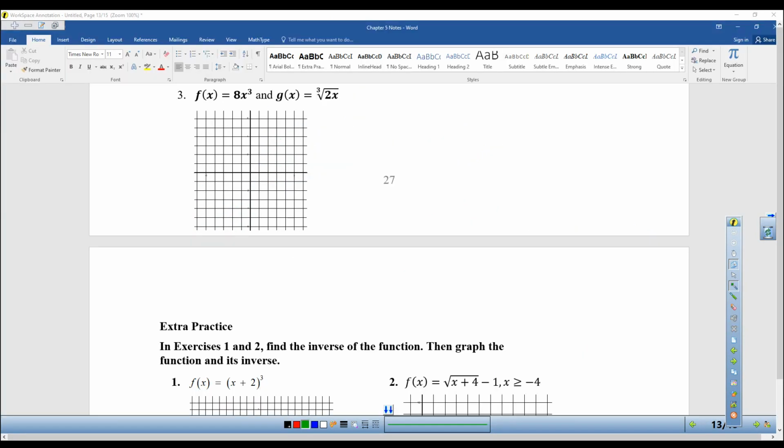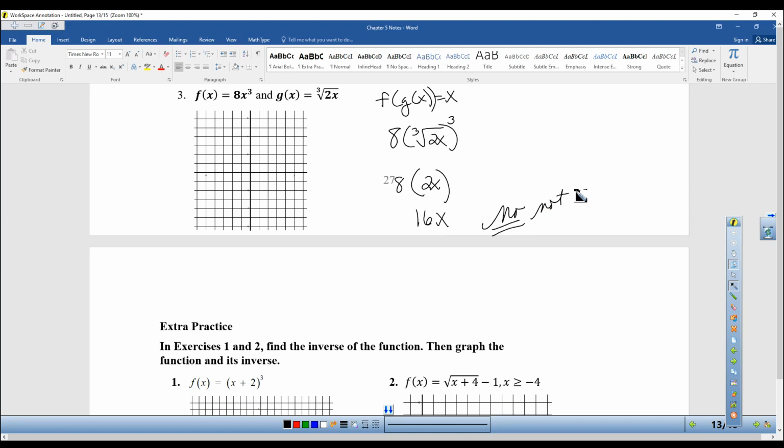Okay, last one. So remember, if f of g of x is equal to x, or the other way around, it doesn't matter to me which way you do it, then we know that they're inverse functions. So f of 8 times something cubed, what am I going to put in there? The cube root of 2x. So now I have the cube root of 2x cubed. They cancel each other out, and I get 2x. Ooh, and I get 16x. So no, they are not inverses.